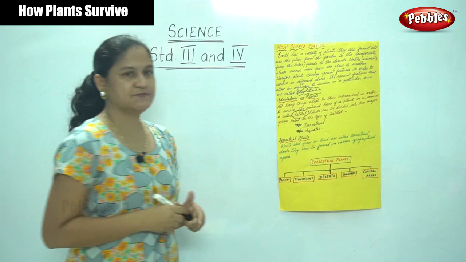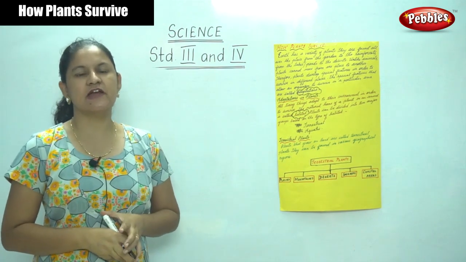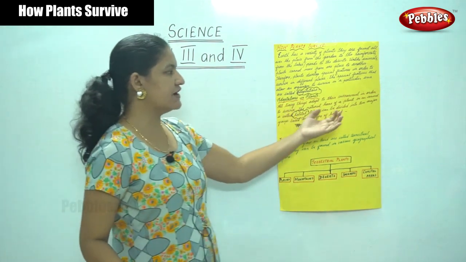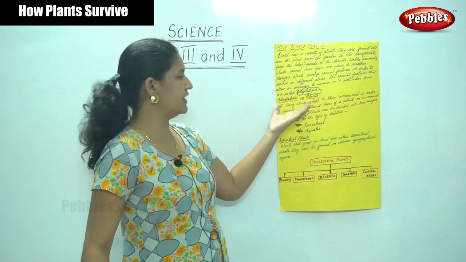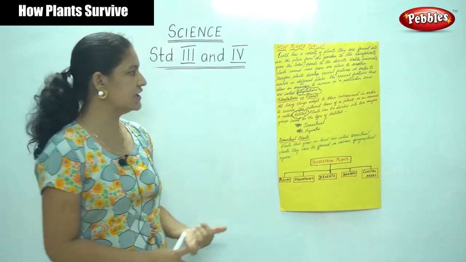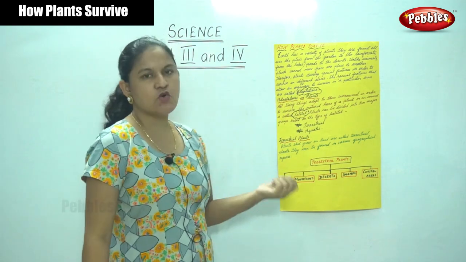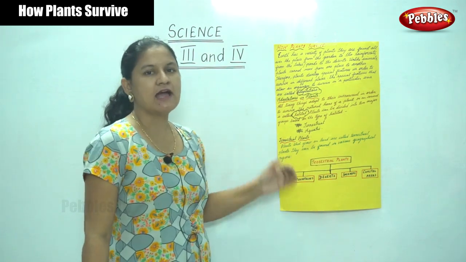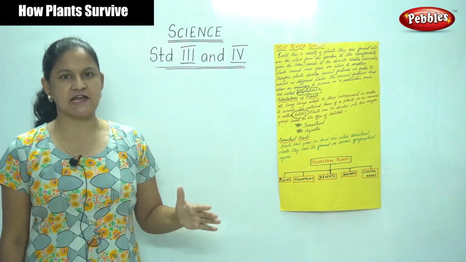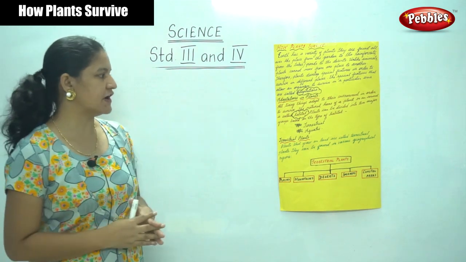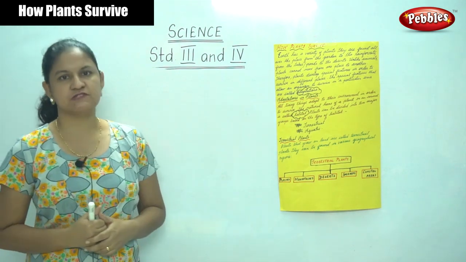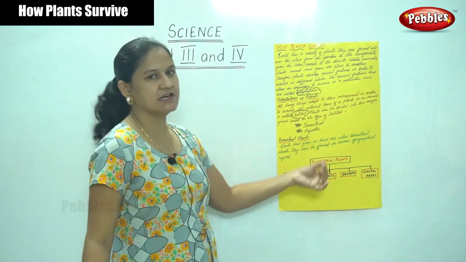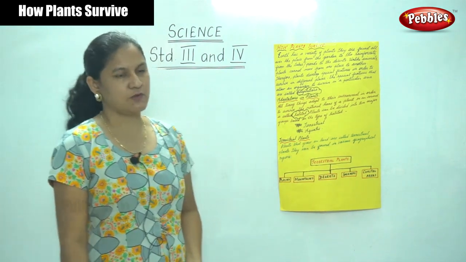So the special features that allow an organism to survive in a particular place are called adaptations, and the natural home of a plant or an animal is called its habitat. Based on its habitat, a plant can be classified into two major groups: one is your terrestrial and the next is your aquatic.